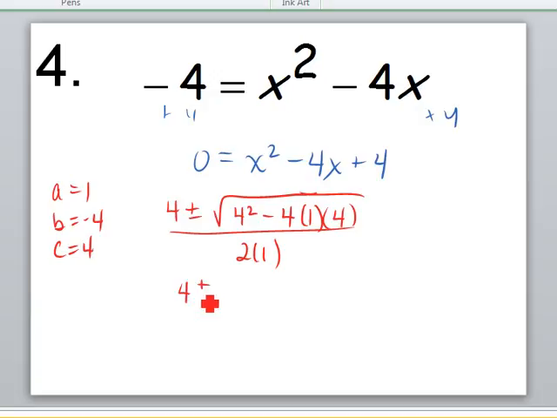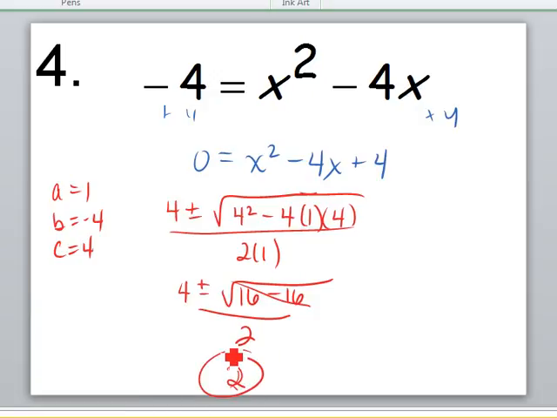This one gives me 4 plus or minus the square root of 16 minus 16, all over 2. Whenever you get a 0 underneath the square root, that makes 0. You only got one answer, so we just have 4 over 2. 4 divided by 2 is 2, so 2 is our only solution. I'll show you this using factoring instead. This factors into x minus 2 times x minus 2, and so when you set each of those equal to 0, you can see why you only get positive 2 as your solution.